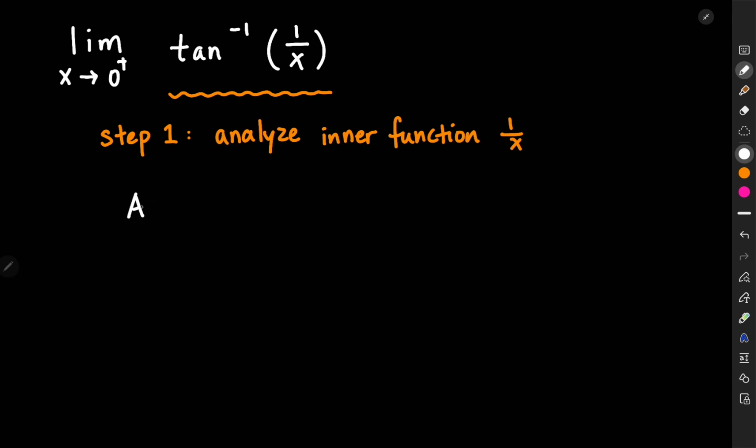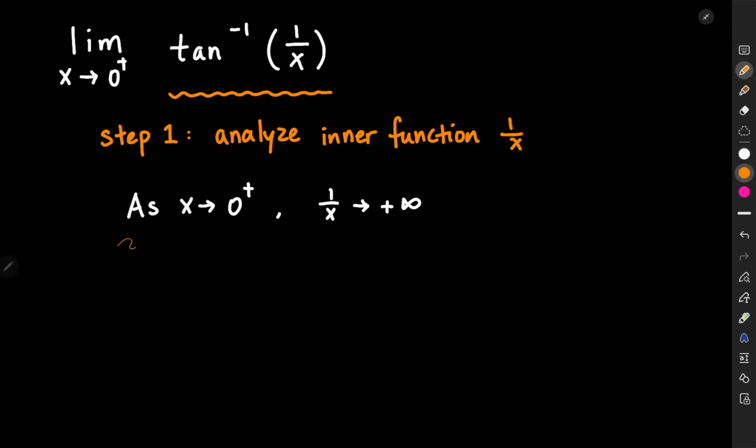So we know as x goes to 0 from the positive side, it means we're approaching 0 from the right. And x becomes a very small and positive value. Our 1 over x will become a very large and also positive value. So our 1 over x goes to positive infinity.